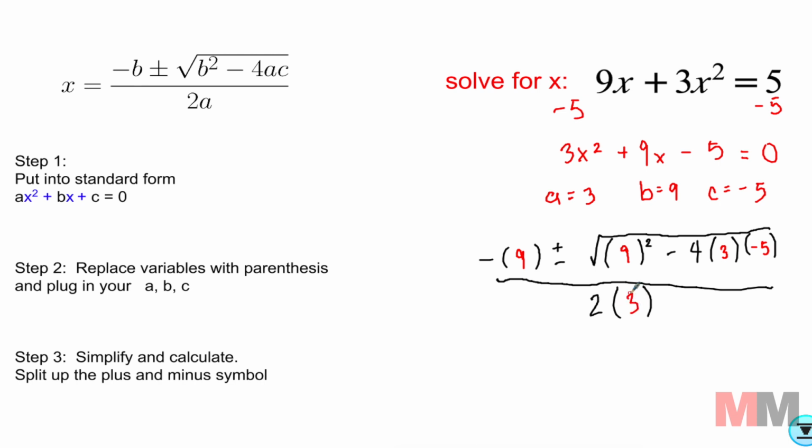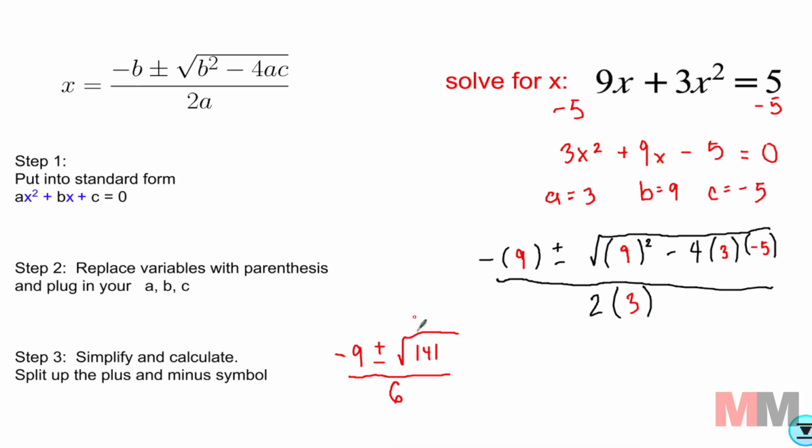Step 3, simplify and calculate. Just simplify each part of this quadratic equation, and there's 3 parts. The first part's easy, it just says negative 9, so that's just going to be negative 9. Plus and minus I'll talk about in a second, so just write that for now. The square root. And if you compute all of this part right here, 9 squared minus 4 times 3 times negative 5, should get 141 all over 2 times 3, which is 6.